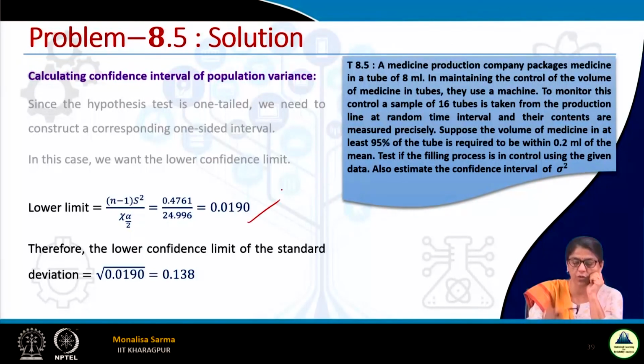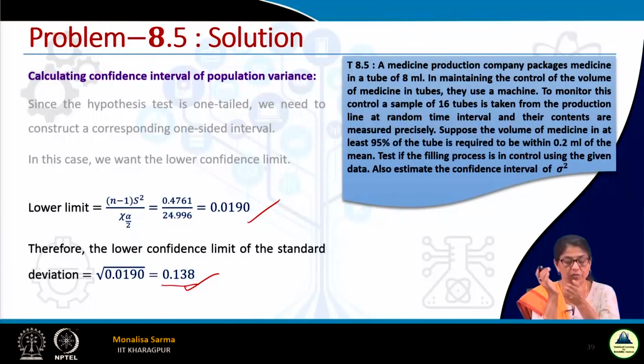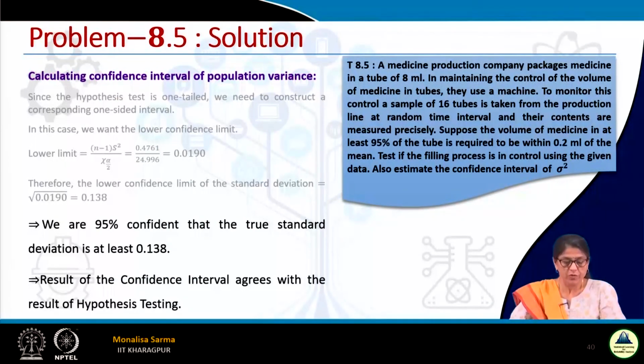So see, this question has asked for standard deviation. Standard deviation should be within 0.2 ml. So I'll have to find out the answer in standard deviation only. If this is my variance, what is my standard deviation? It is 0.138. So it should be within 0.2, isn't it? So my standard deviation should be 0.1, but I got my standard deviation as 0.138, greater than that. So you see why the null hypothesis is rejected. My lower interval is greater than 0.1, that is 0.138. So the result of the confidence interval agrees with the result of hypothesis testing.